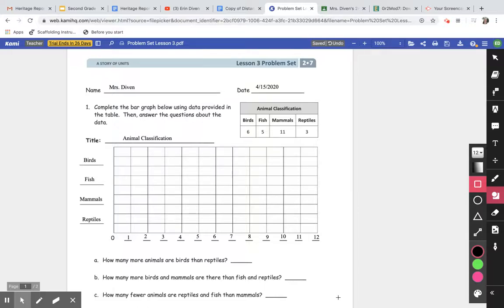Hi boys and girls, we are doing lesson 3 problem set in module 7. Yesterday we were practicing on making picture graphs. Today we are going to be recording data in a bar graph.